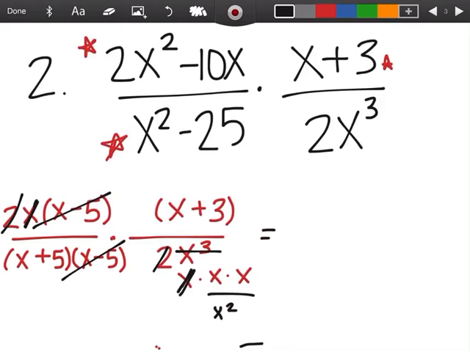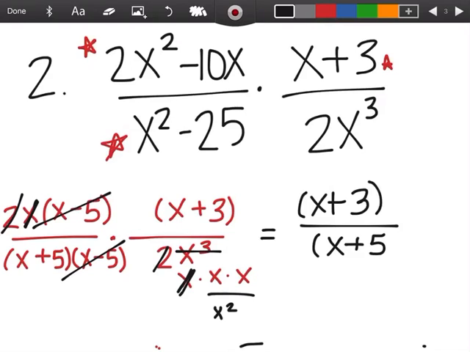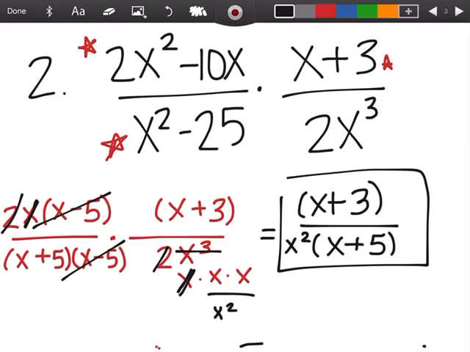And let's see here. That's all that reduces. So in the numerator, I've got x plus 3. And in the denominator, I've got x plus 5 and an x squared. It's standard to see that written in the front. So x plus 3 over x squared times the quantity x plus 5. And this is the final answer. There is no need to distribute that x squared. In fact, I would not want you to. I'd want you to leave it out front.